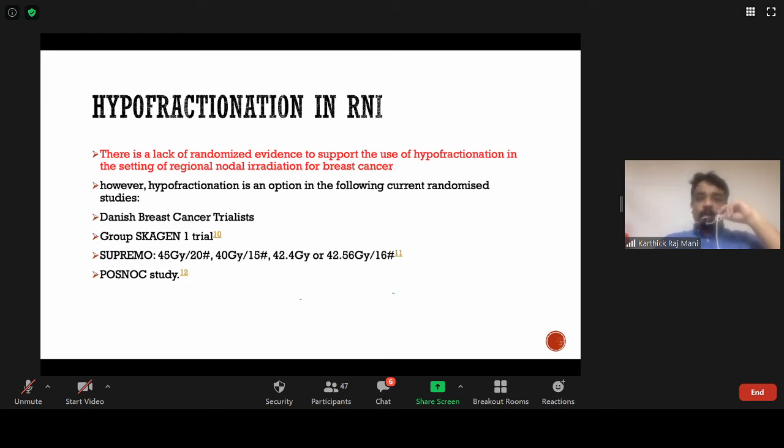You also need to consider that when you go for regional nodal irradiation, you're going to treat a lot of volume with 2.6 gray per fraction. So when you try to treat all 3 levels of axilla and supraclav, you need to be very cautious about going with hyperfractionation. It's better to go with a conventional fractionation of 50 gray in 25 fractions, which will be less toxic compared to hyperfractionation in regional nodal irradiation.